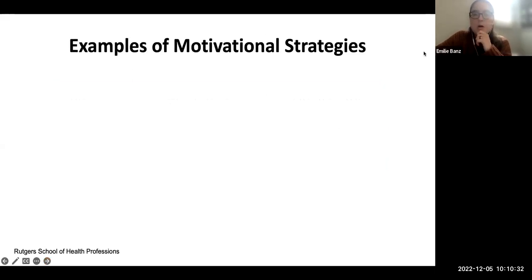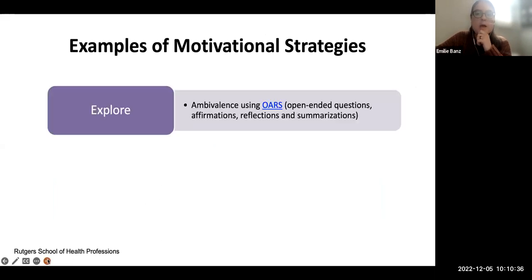So when thinking about motivational strategies, to help individuals explore their ambivalence, something that you can use is OARs, which some of you mentioned in the chat box, which I love. And OARs are open-ended questions, affirmations, reflections, and summarizations. And what I'm going to do is stop sharing my screen for a second, because I'm going to open this up so we can take a look at this together.